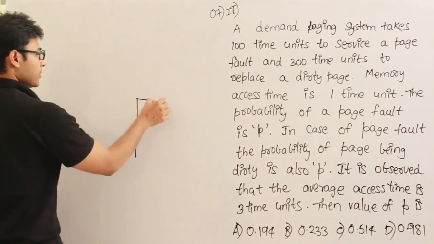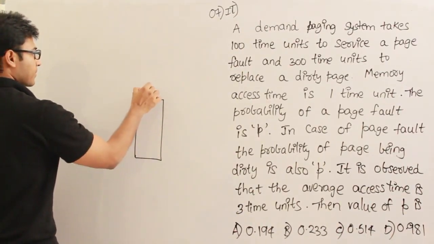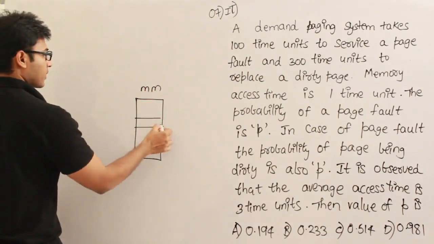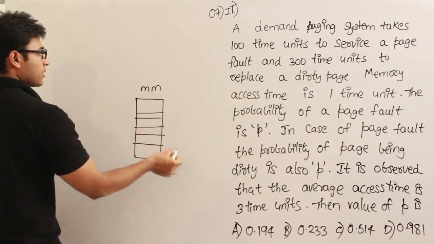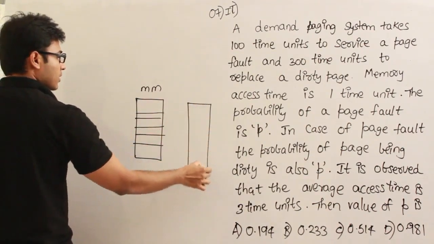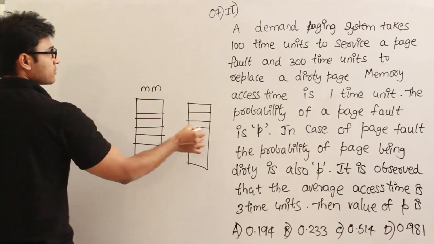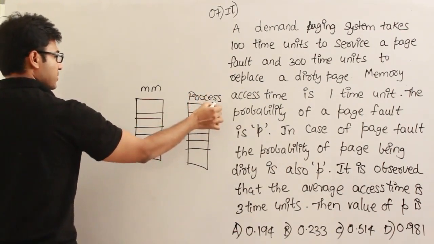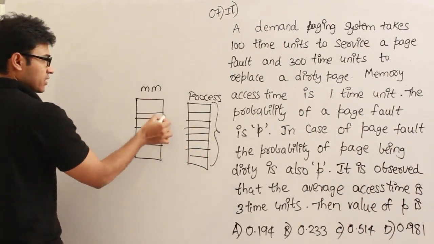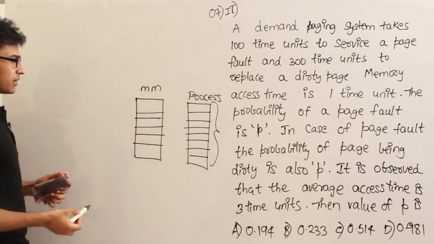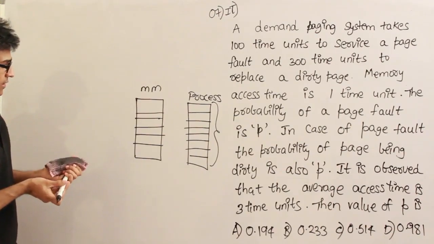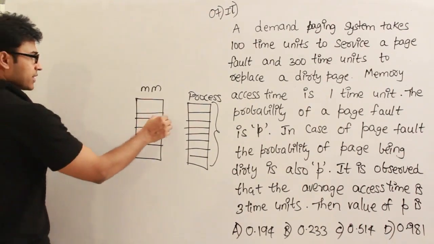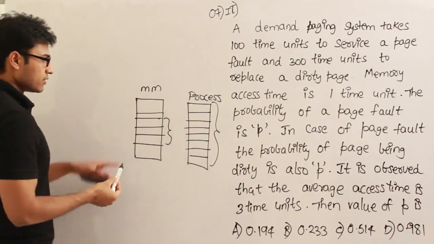Let us say this is the main memory, and these are the frames, and say this is the page, this is the process. Even though the process has many pages, it will generally be allocated only a few frames in the main memory. So for the sake of generality, let's say we have allocated only 3 frames for this process, which means this process can occupy only these 3 frames.